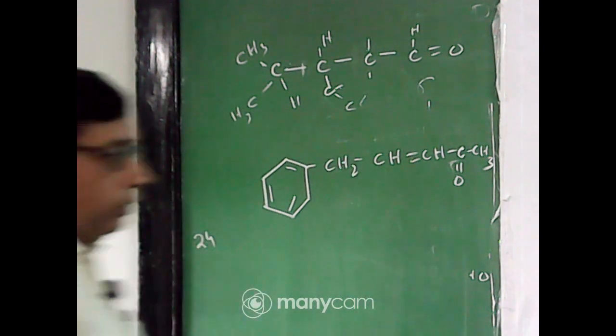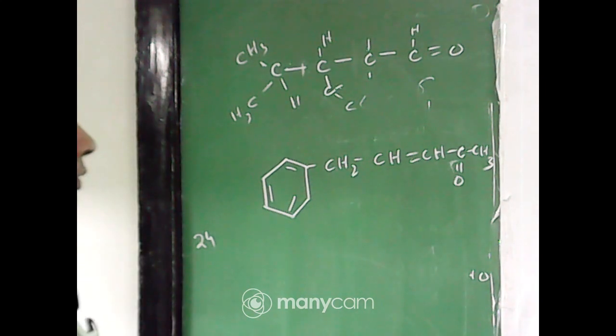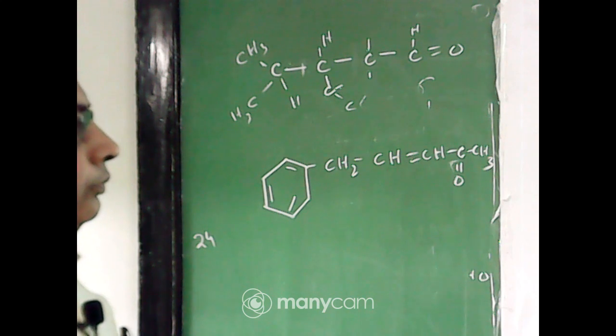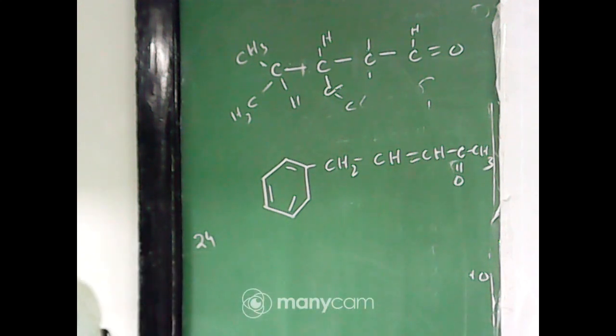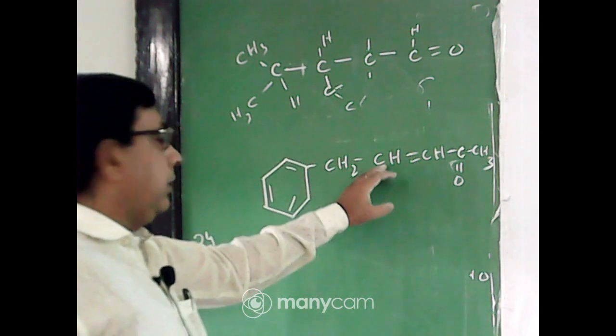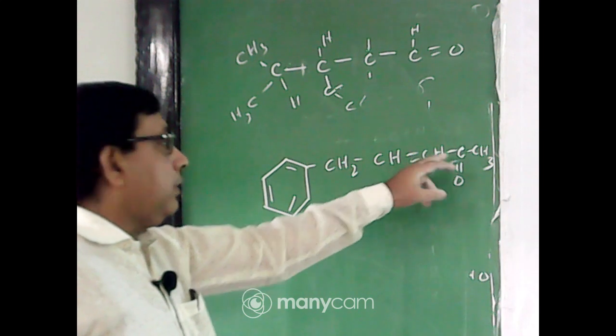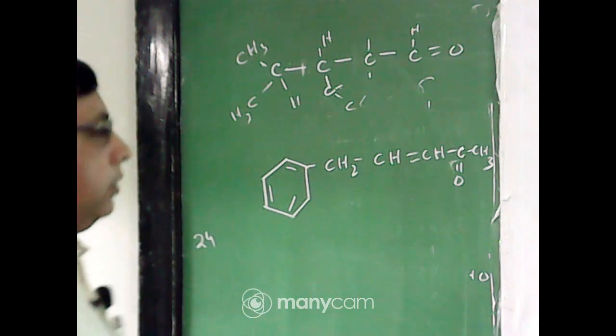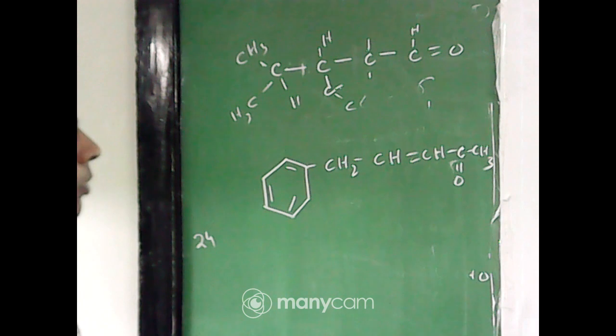How many sigma bonds and pi bonds? How many sigma bonds and pi bonds? Benzene ring CH2, single bond CH, double bond CH, single bond CO, CH3. CO, CH3. How many sigma bonds and pi bonds?